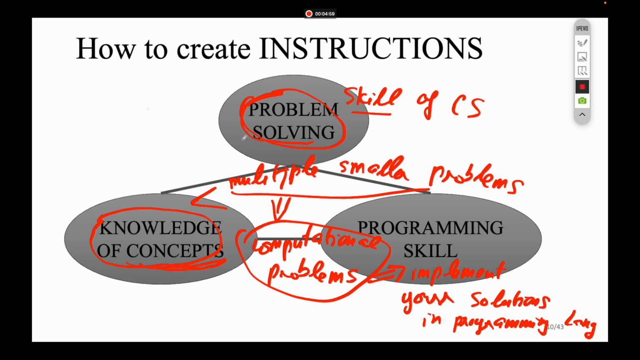You need all three of them. You cannot solve a problem if you don't know anything about it. But even though you know everything about, for example, DNA, if you don't have problem solving skills and programming skill, you cannot translate what you understand into something the computer can understand. So keep in mind that you need three of them.